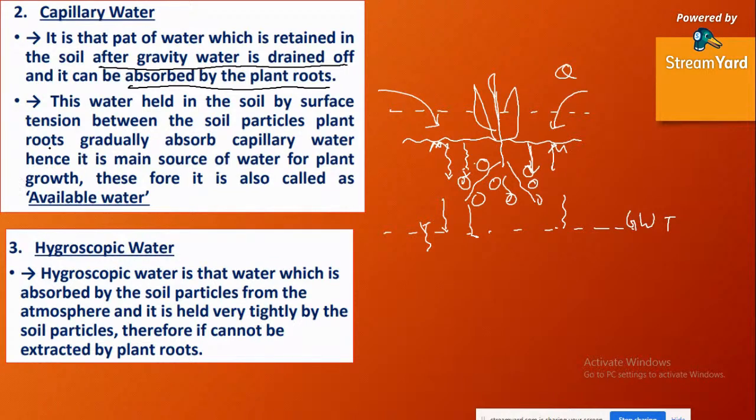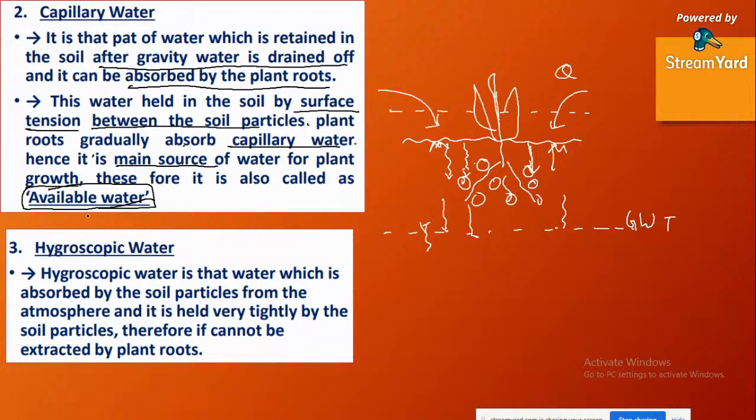This water is held in the soil by surface tension between the soil particles. The plant root gradually absorbs this capillary water. Hence, it is the main source of water for plant growth. And there is another name for this capillary water: it is also called available water for plant growth. So which one is available water for the growth of the plant? That is called capillary water.